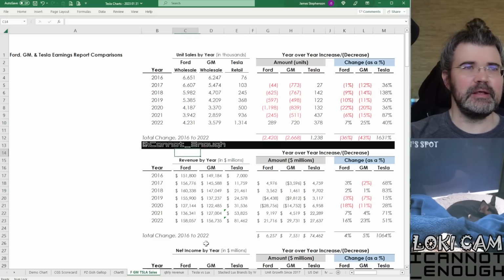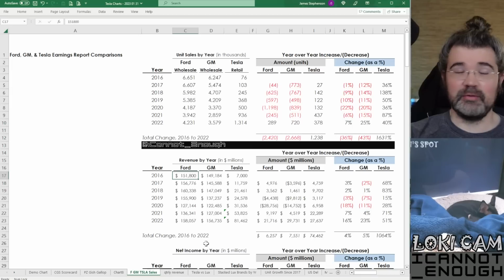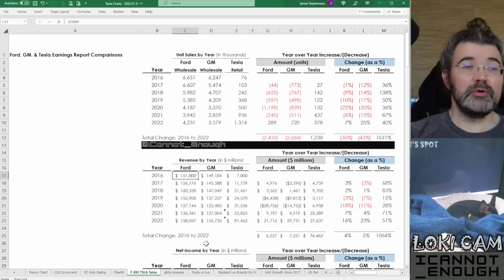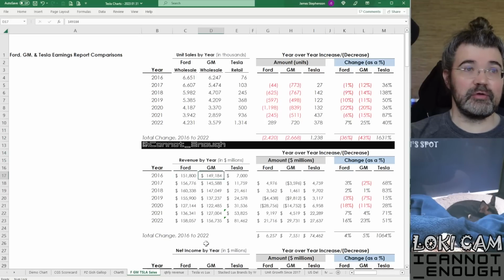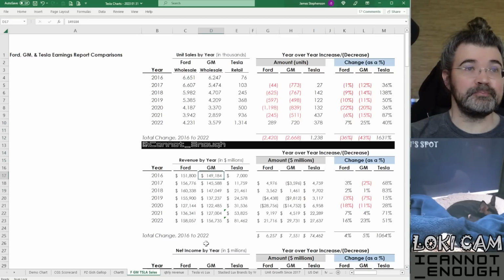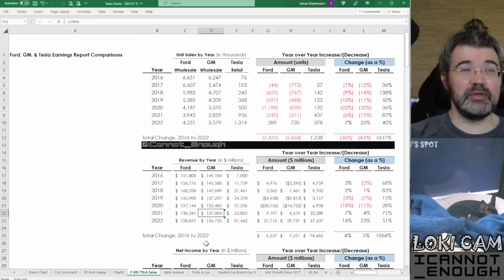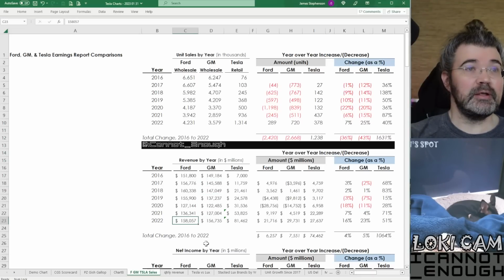Then right below that, you have the same exact format, except the metric being shown here is revenue. Total top line sales for these companies. So Ford, over 150 billion back in 2016. GM almost at 150 billion. And then GM did worse every year since until this year. 2022 is the first year they've gone above 150 billion.